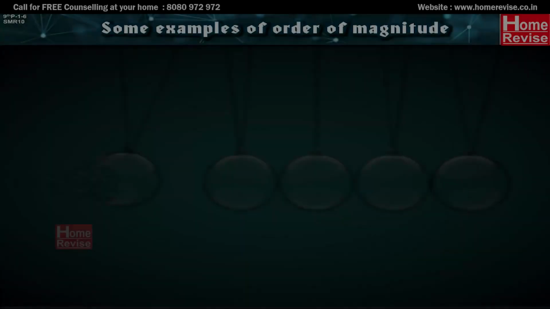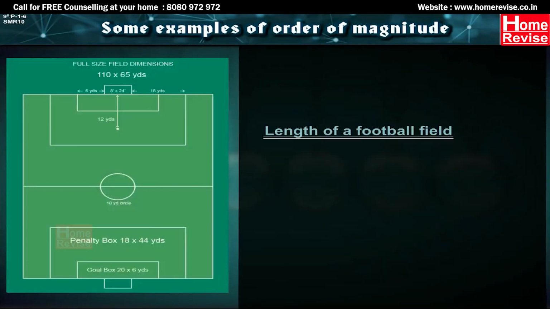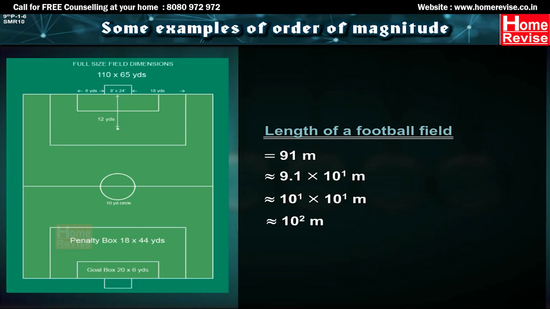Some examples of order of magnitude. Length of a football field is equal to 91 meters, which is nearly equal to 9.1 into 10 raised to 1 meters, which is nearly equal to 10 raised to 1 into 10 raised to 1 meter, that is nearly equal to 10 raised to 2 meters. Order of magnitude is equal to 10 raised to 2 meter.